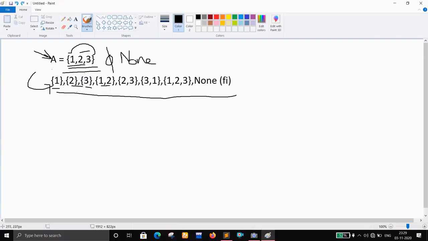1 can be derived from {1, 2, 3}, 2 can be derived, 3 can also be derived, {1, 2} can be derived, {2, 3} can be derived, {3, 1} can be derived, {1, 2, 3} can be derived, and none can be derived, right? And remember, a set is always its own subset. Remember this. And phi or none will always be a subset of every set. No matter what set you take, one subset will always be none. And this is also counted. Now you will say that if I say {2, 3}, why didn't I say {3, 2}?